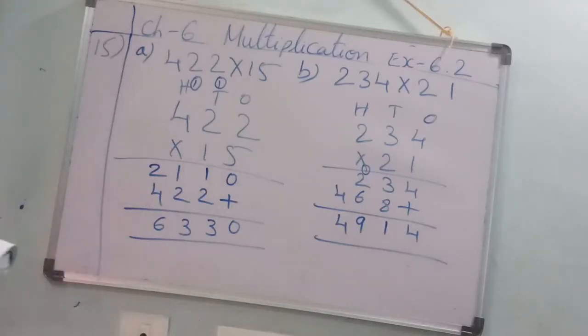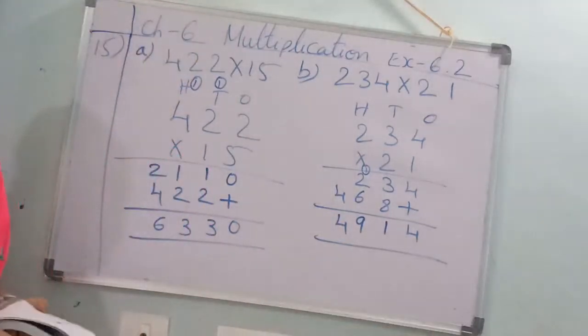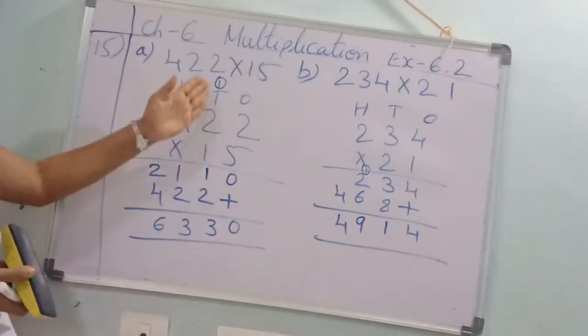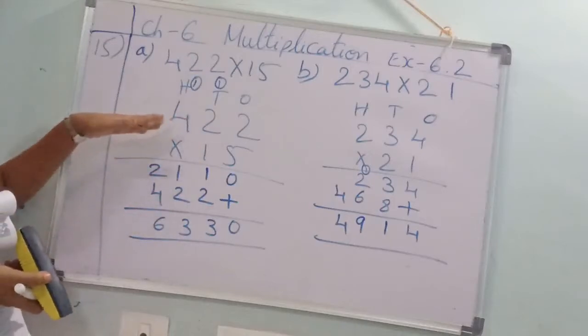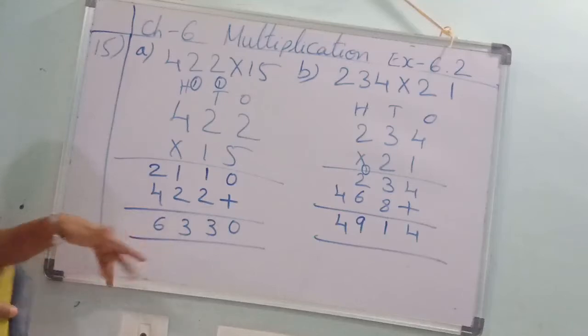Next, 16th one. Did you understand what I did? First, you should multiply the ones place. After that, you should multiply the tens place. Again, you should add this 2. Understood?